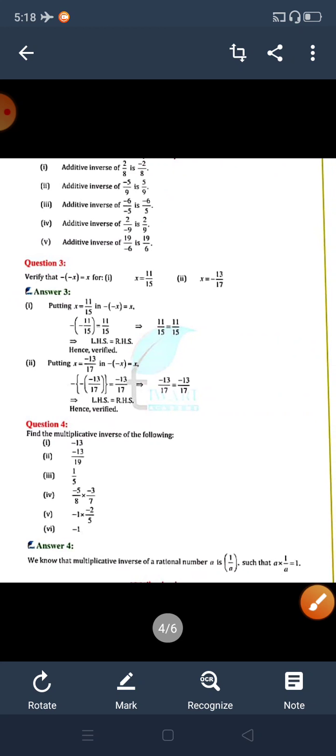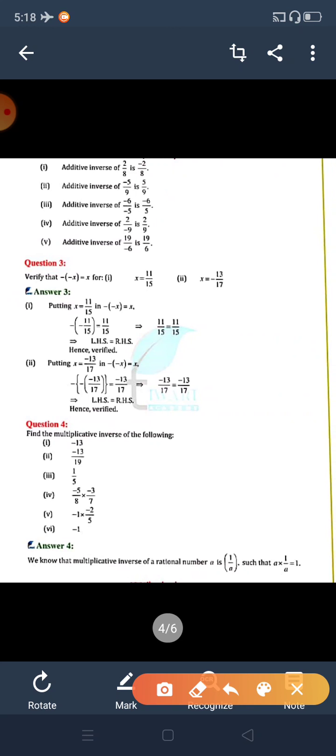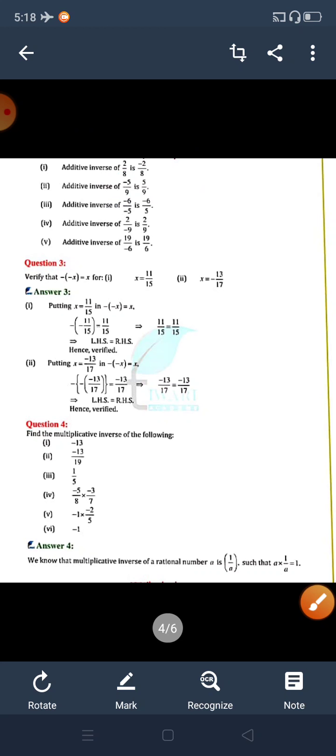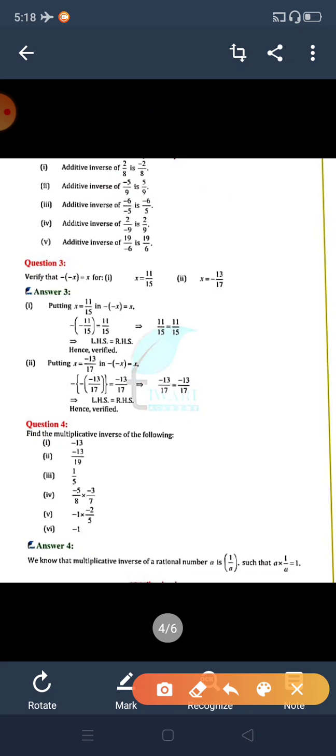Very easy question. Now the third question is, verify that minus bracket minus x is equal to x. We have studied that whenever two minus signs are together, minus minus will make a plus. You have to verify this with the given values of x. The first part is x equal to 11 by 5. So we put x equal to 11 by 5. Minus minus 11 by 5 is equal to 11 by 5. Minus minus will make a plus. So 11 by 5 is equal to 11 by 5. Left hand side is equal to right hand side.